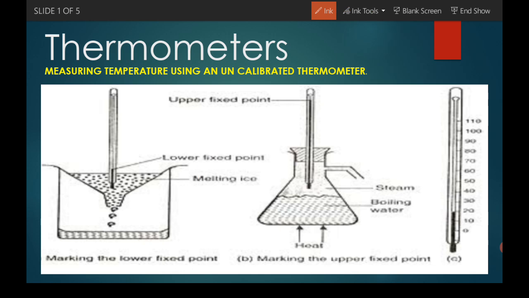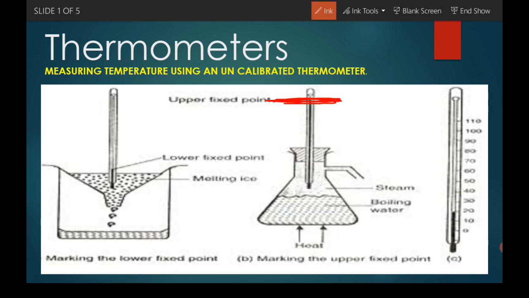At the same time, we shall also determine the upper fixed point. Upper fixed point is the same as the steam point. The temperature of steam from pure boiling water is always equal to 100 degrees Celsius, that is at standard atmospheric pressure. This one is also very simple. You simply place the thermometer in steam above pure boiling water, and then wait for some time until the mercury level or the liquid level stops rising. Where it stops, you simply make a mark on the thermometer. You can use a marker, you can use anything. You make a mark and call it the upper fixed point or the steam point.